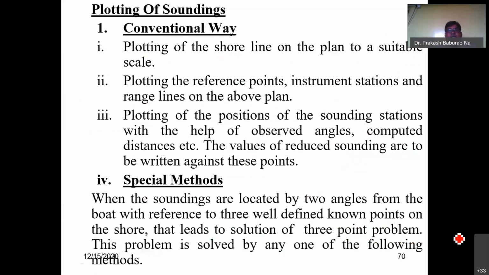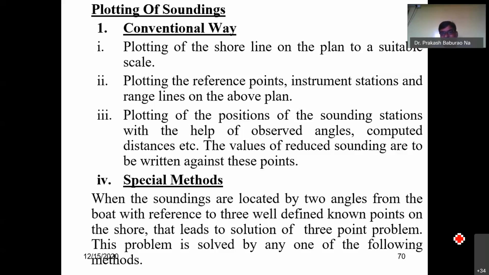Now plotting of the soundings is another step. Conventionally, you have to carry out plotting. Plotting is also required to prepare the shoreline on the plan to a suitable scale. Plot the reference points, instrument positions and the range lines on the plan. Then plot the positions of the sounding stations with the help of observed angles and computed distances, and the values of the reduced soundings are written against these points.